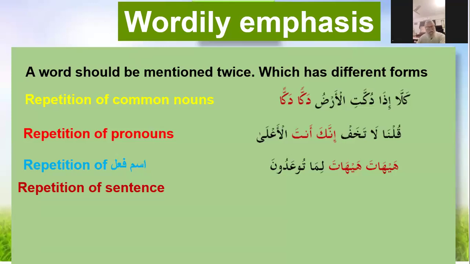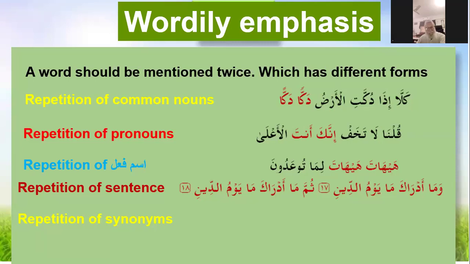Repetition of the sentence. At times, a complete sentence is repeated. Just like wa ma adraka ma yawmud-din, thumma ma adraka ma yawmud-din. Wa ma adraka is a complete sentence. Ma is for the question or for the negation. Adraka is a madi verb, and any madi verb is a complete jumla fi'liyya. So here the jumla fi'liyya is repeated in two ayahs, and that is the repetition of the sentence.